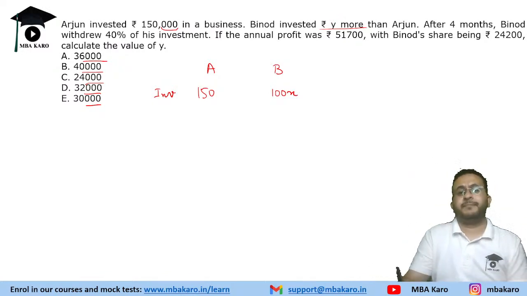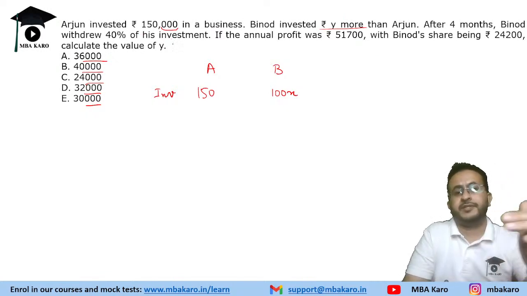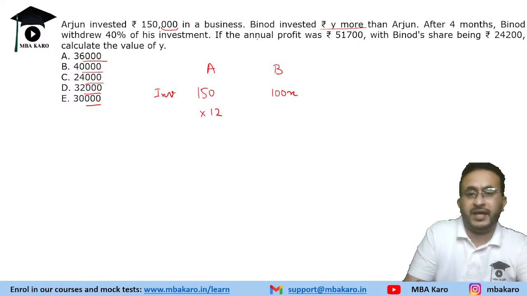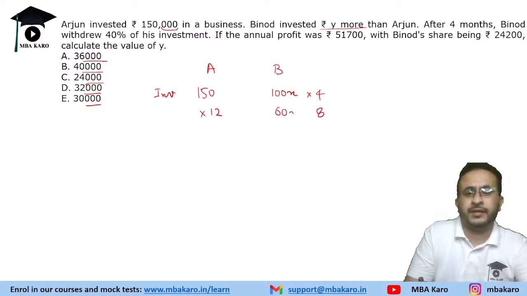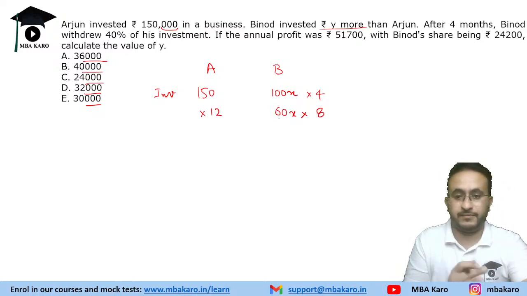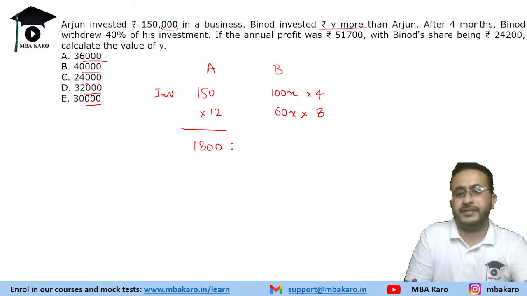Now what happens is, after 4 months Vinod withdrew 40% of his investment, right? So he is for 12 months, and he is for 4 months, and for 8 months it is 60%. Now you will get 1800, and this is 400x and 480, so 880x.